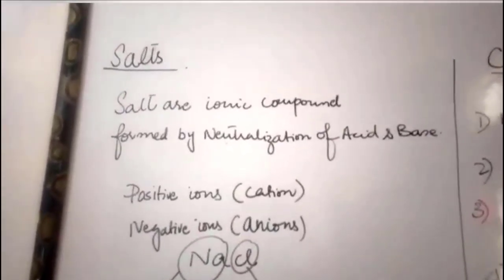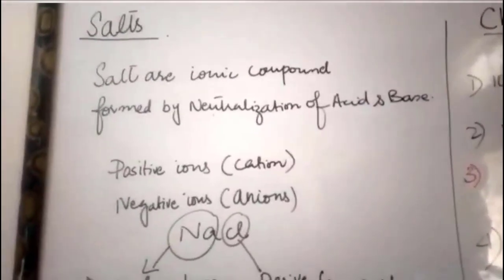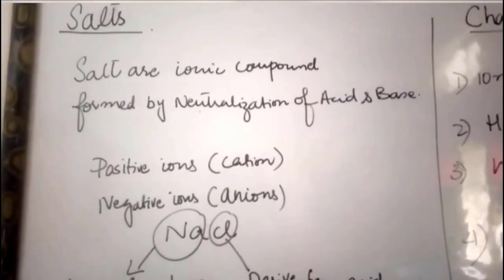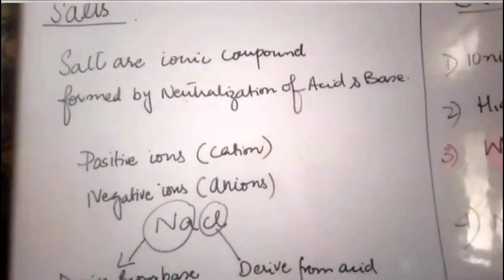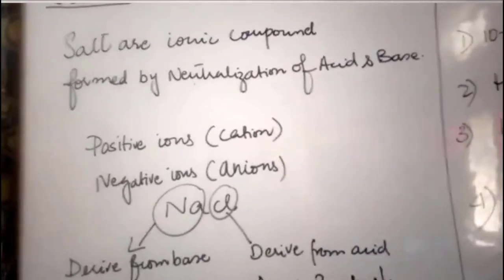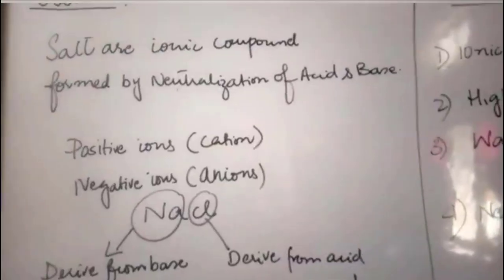Okay. And about salt, we are all familiar with salt. In our daily routine, we use different kinds of salt. The most common salt is table salt, that is sodium chloride. So we are going to introduce how salts are formed. Actually, we are going to study the chemistry of the salt, not about their flavors. We are talking about the chemistry of the salt.